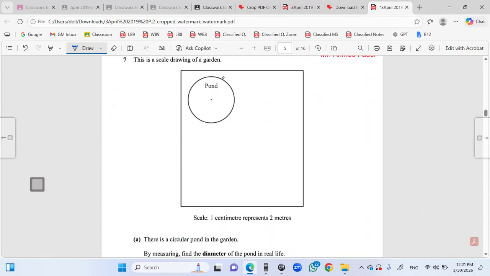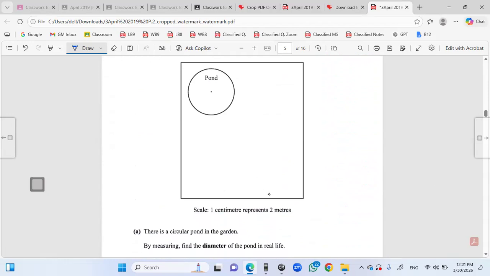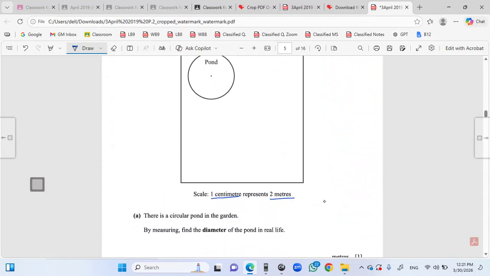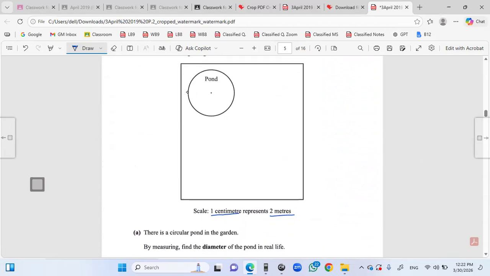This is a scale drawing of a garden. They're saying to you that the scale here, 1 centimeter, represents 2 meters. So 1 centimeter is actually 2 meters. By measuring, find the diameter of the pond. So I need to measure this line. You need to measure it. I'm going to use a ruler.